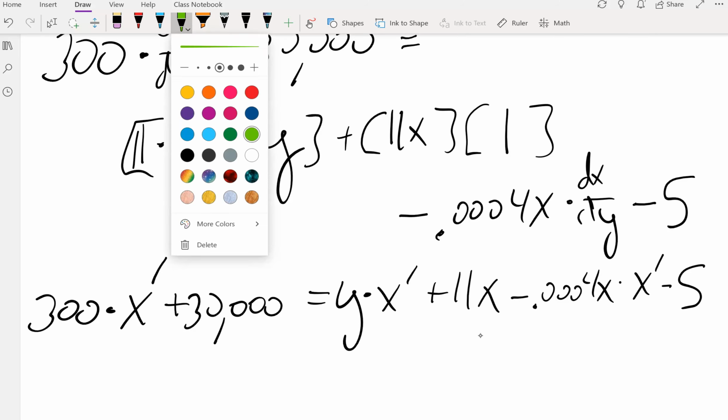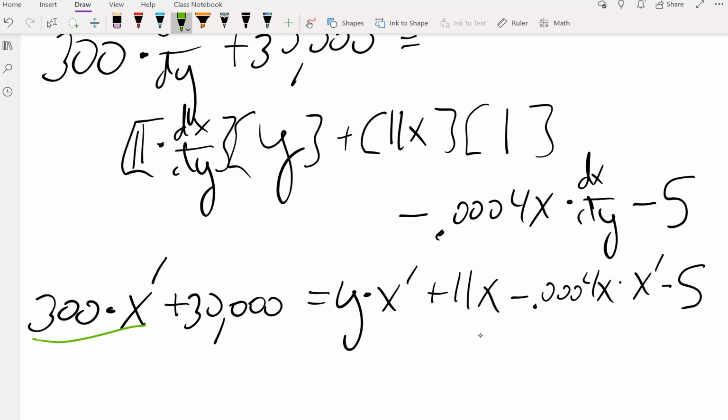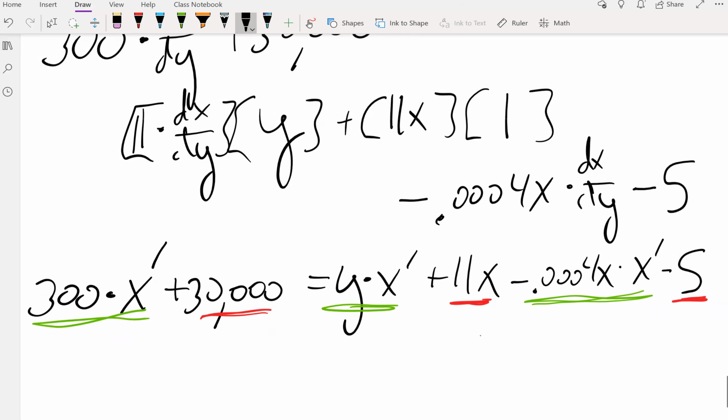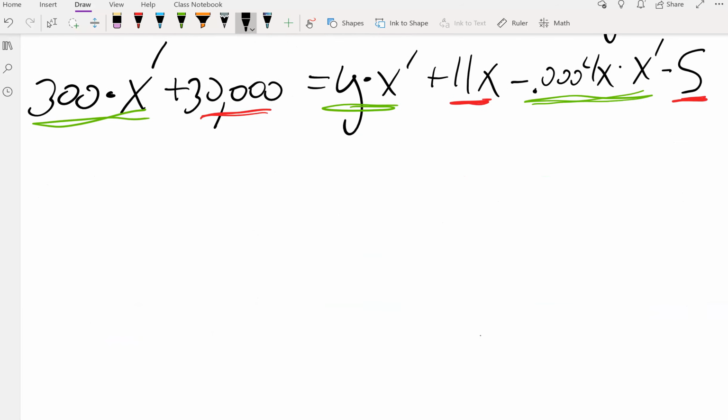And then I'm going to highlight the items with the x primes. Those are the terms I'm going to be moving to one side. Those terms have to go one side. The terms with the non-primes have to go to another side. So I'm going to move the green to the left, the red to the right. This is all about algebra now, guys. So the green to the left.